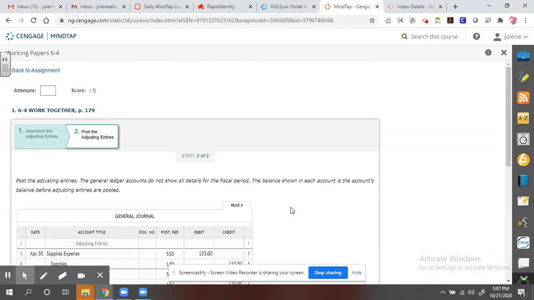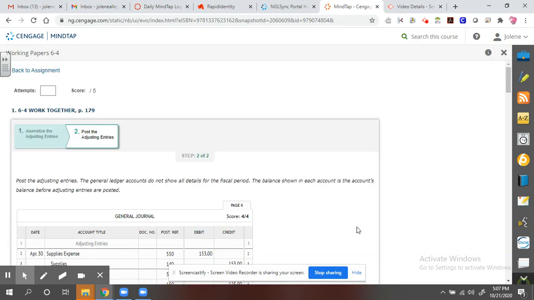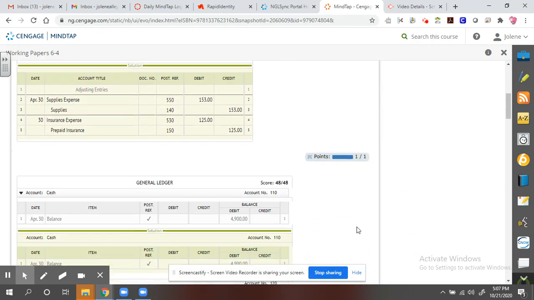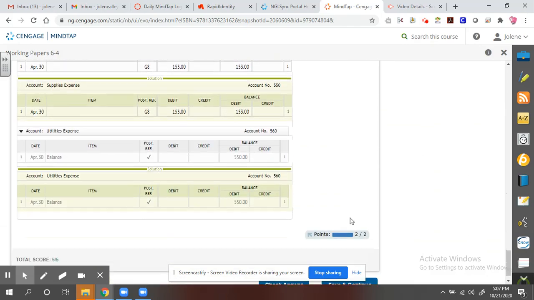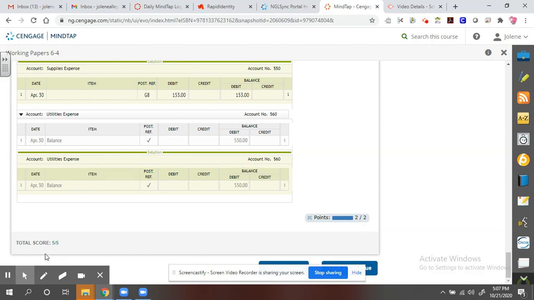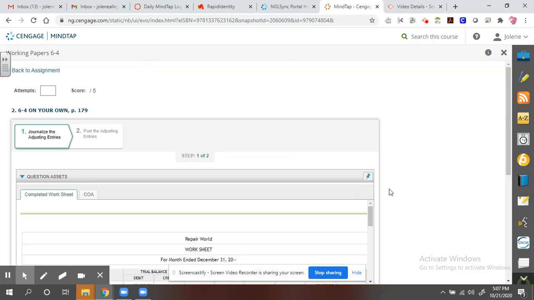Now I'm going to go down here to the final step and grade the final step. It comes back and tells me, what's it say down here? 2 of 2 points. So I got 5 of 5, 2 of 2. Good deal. All right, save and continue. Now it goes to the on your own, which works exactly the same way as what I just did with the work together. So I'm going to bug out of here and let you keep on going.